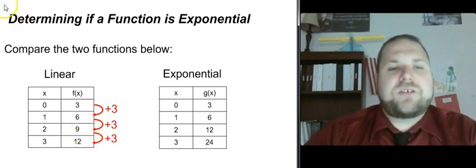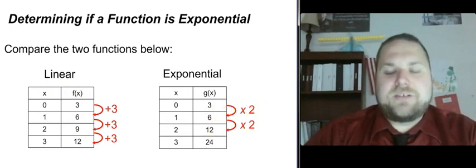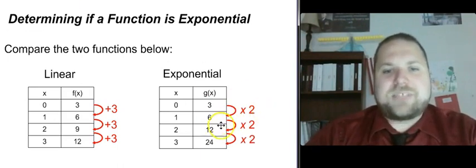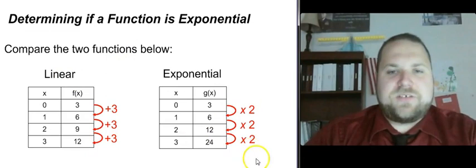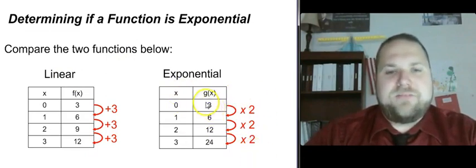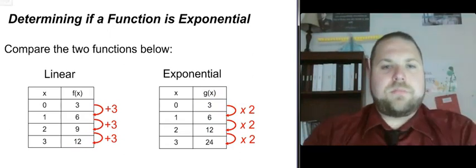For an exponential function, however, I'm not adding, but rather I'm multiplying. So 3 times 2 would be 6. And then I multiply by 2 again. That would give me 12. And multiply by 2 again. That's where the 24 comes from. So we can see that in a linear function, we are adding. In an exponential function, we're multiplying. And again, I have my initial value, my starting point. I have my base, my growth factor. And I've done this 3 times.